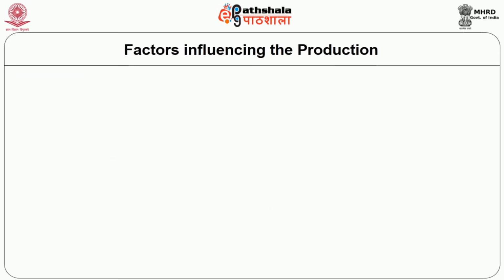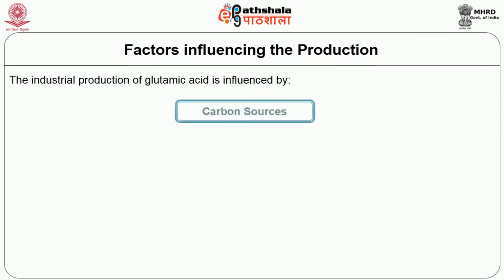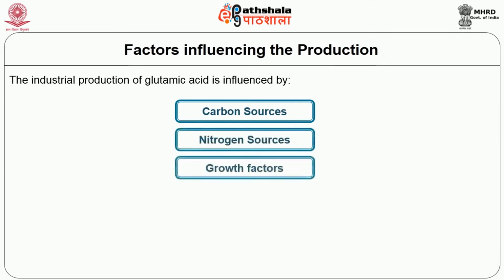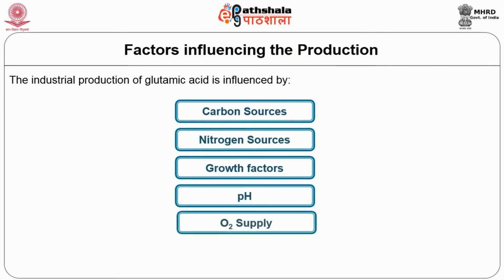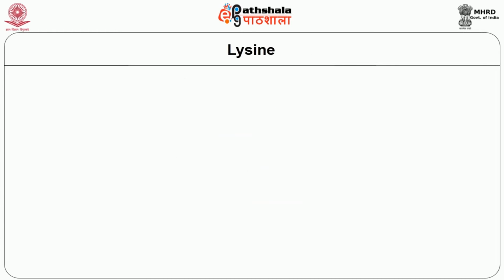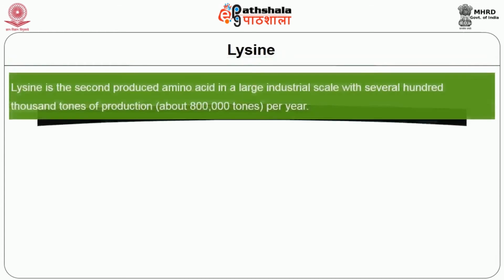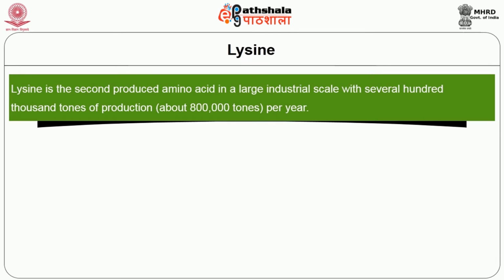We shall discuss the factors influencing the production. The production of glutamic acid is influenced by carbon sources, nitrogen sources, growth factors, pH, as well as oxygen supply. Next, let us look into lysine. It is the second most produced amino acid on a large industrial scale, with several 100,000 tons of production per year.